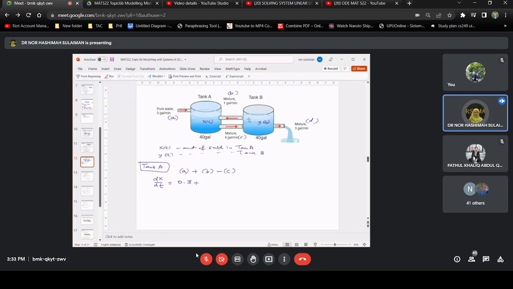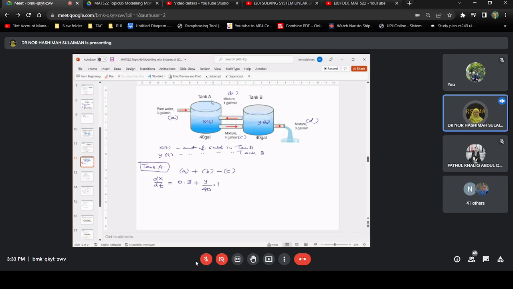At B, the solution comes from tank B. So that means its concentration is Y over 40, right? Y divided by the volume, multiplied by what is its rate? Multiply by 1, right? 1 gallon per minute. Okay, that's its rate. Okay, now let's look at C.